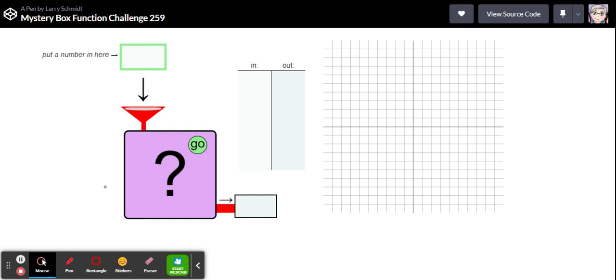Hello, everybody, and welcome to another Mystery Box Function Challenge. In the purple mystery box, there is some math, and your challenge is to figure out what it is. If you'd like to try this out, you can use the link in the description, and when you think you've got an idea, come on back and see if we get the same thing.